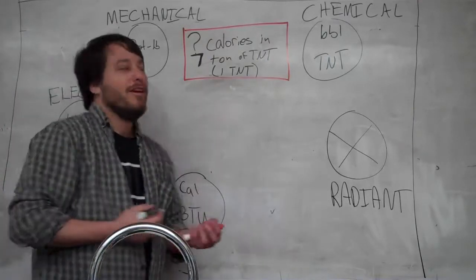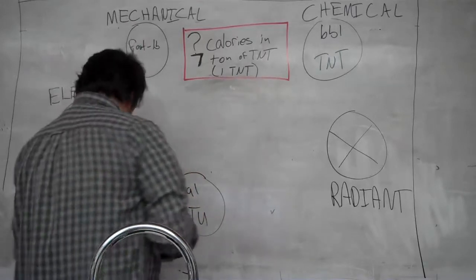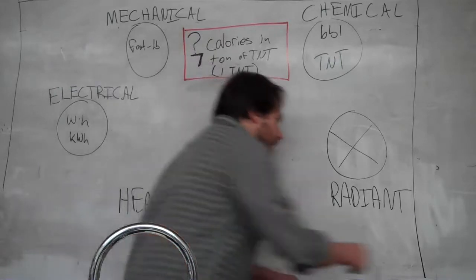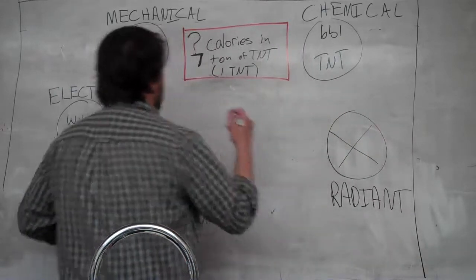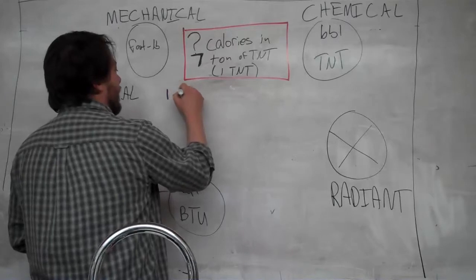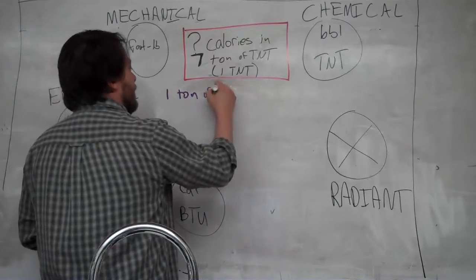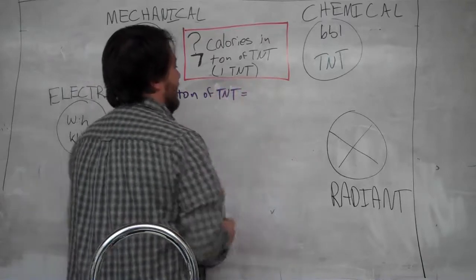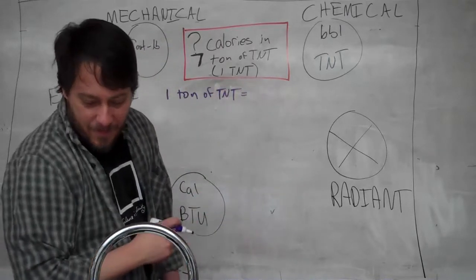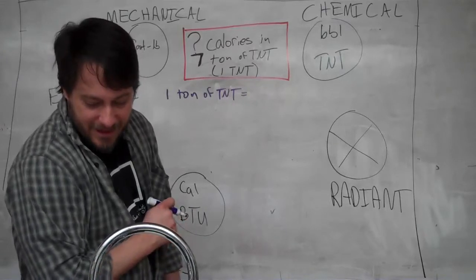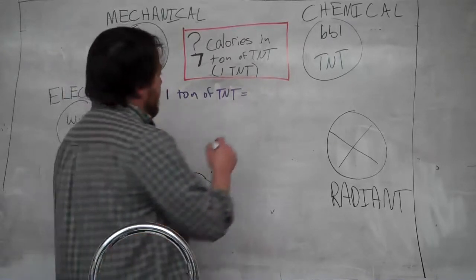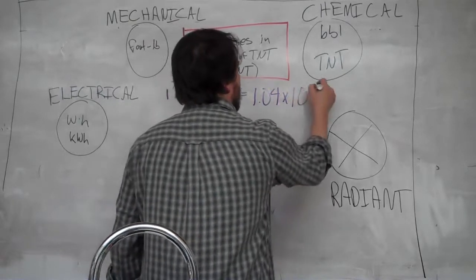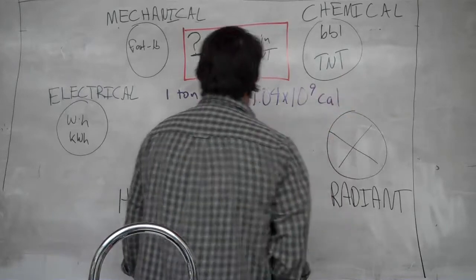This one's really easy. We have the conversion, purple marker. Here it is. Purple marker is perfect for television. 1 ton of TNT. Right here on page 99, it says 1.04 times 10 to the 9 calories. So what does that mean?